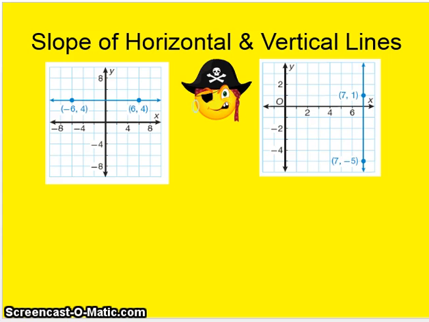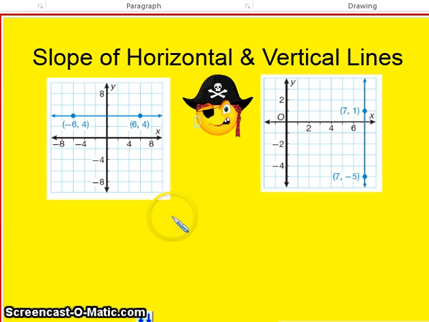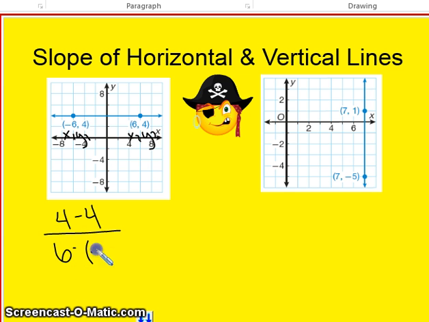Alright, now we know that horizontal and vertical lines have special slopes, and again, this is an example that needs to go in your notebook. So if I want to find the slope of either of these lines, I would take y2 minus y1 over x2 minus x1. So I'm going to say this is x1, y1 right here, and x2, y2 right here. Right, so for this first graph, y2 minus y1 would be 4 minus 4, and x2 minus x1 would be 6 minus negative 6. Now 4 minus 4 is 0, and 6 minus negative 6 is 12.